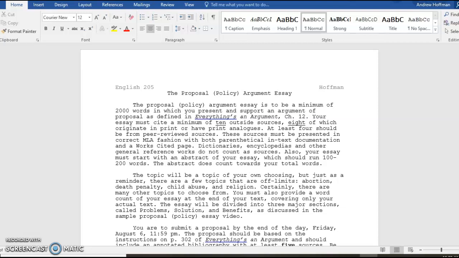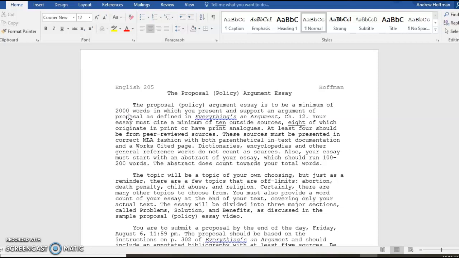The proposal policy argument essay is a minimum of 2,000 words. Okay, so we up the ante here, right? We've got 2,000 words now. And trust me, you're going to need all those words and then some to do this assignment, in which you present and support an argument and proposal as defined in Everything's an Argument, Chapter 12. Now, I have a video in which I talk about this, okay? And I really want you to watch it because this proposal paper is not an ordinary paper.